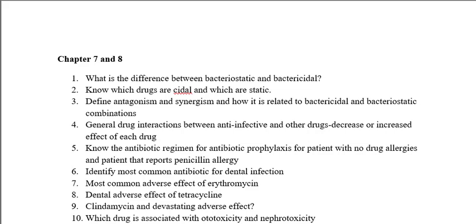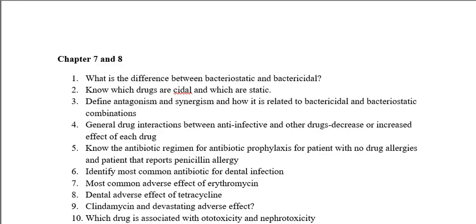They work against each other, and then synergy, I think about yoga, you're in flow, you work together, and how it's related to bactericidal and bacteriostatic combinations. So you never combine a bactericidal agent such as penicillin and a bacteriostatic agent such as erythromycin together because the bacteriostatic agent will prevent the bacteria from getting to the stage at which the bactericidal agents work. So when you combine a cidal and a static agent, essentially you only have the static agent that works.